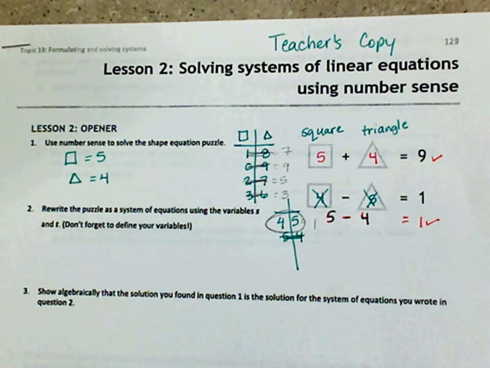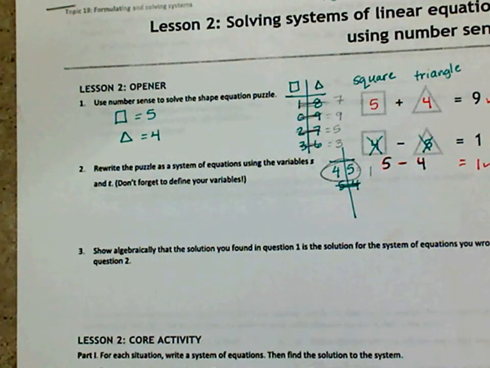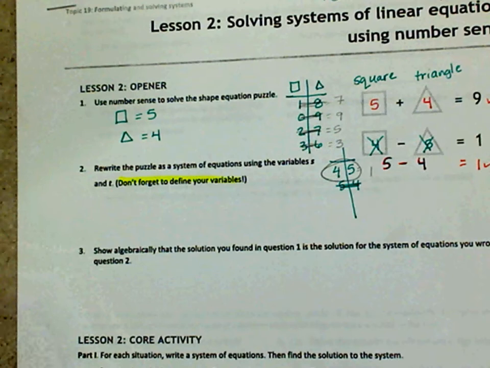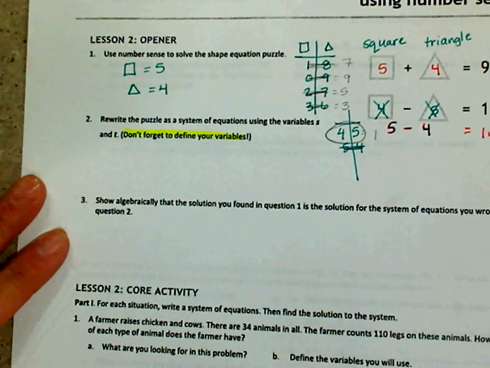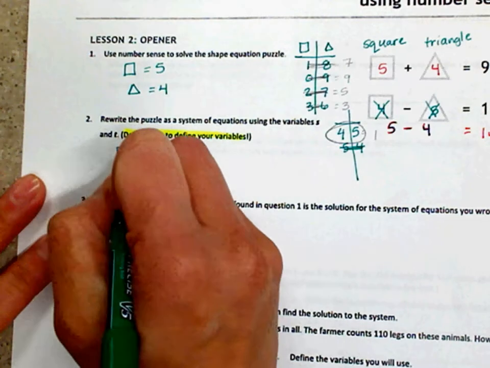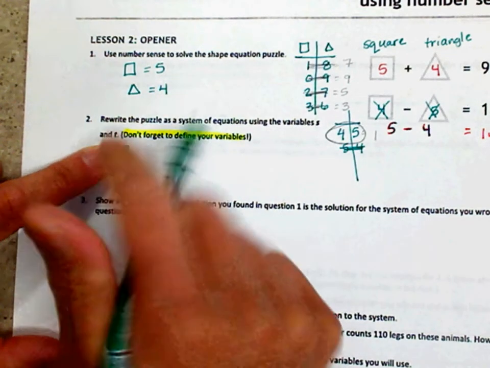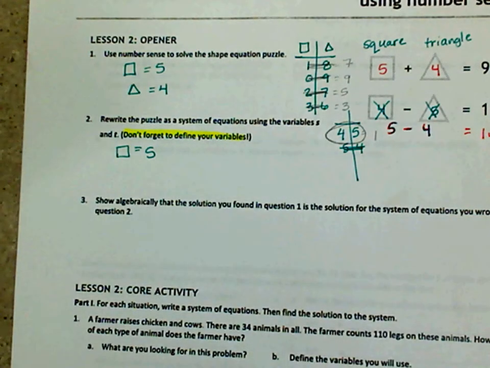Let's rewrite the puzzle as a system of equations using variables S and T. First of all, you should always define your variables: what does each one of those represent? So for number 2, we have a square. What letter do you want to use for a square? Let's use the letter S. I personally don't like S. It looks like a 5.